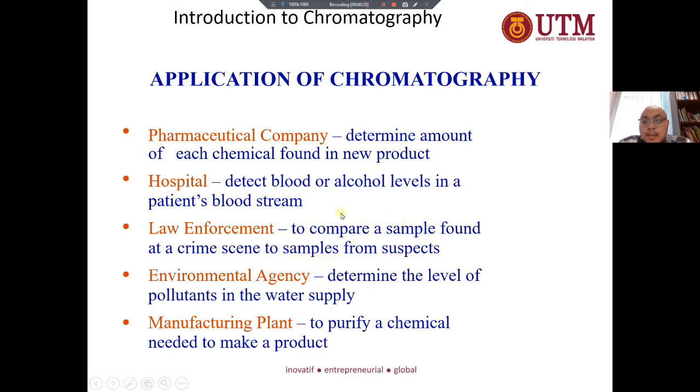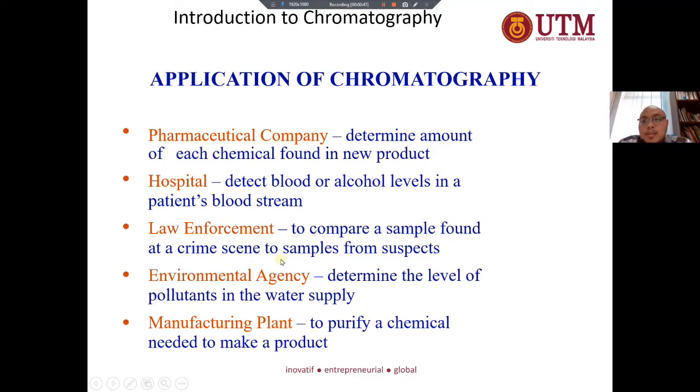So this is the one that is directly related to you guys. In an environmental emergency, it is used to determine the level of pollutants in the water supply, and for a manufacturing plant, to purify a chemical needed to make a product. Okay, let's focus on the forensic application.